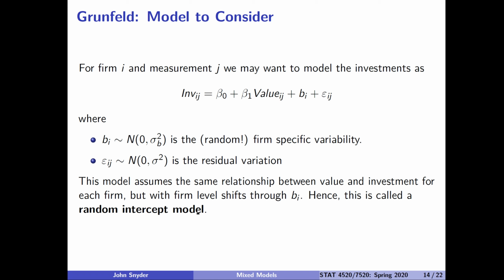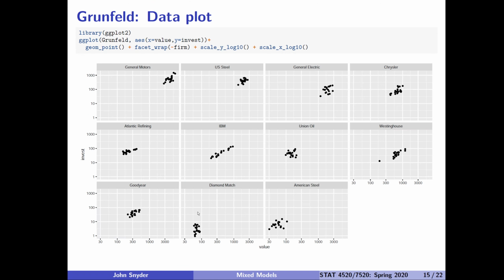So we want to fit this model to our data. The reason is that we can look here very quickly and see that every different firm, represented by these panels in this grid, is in a completely different area. General Motors has very high levels of investments, American Steel is much lower. Whether there's a strong or weak relationship, each of these sets of points is in a different place with respect to investments. They're shifting up and down.